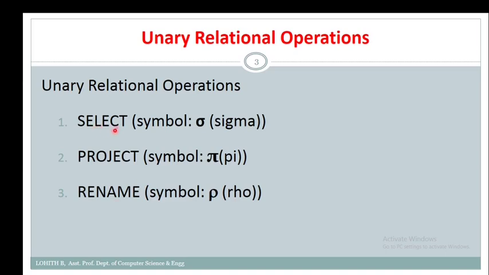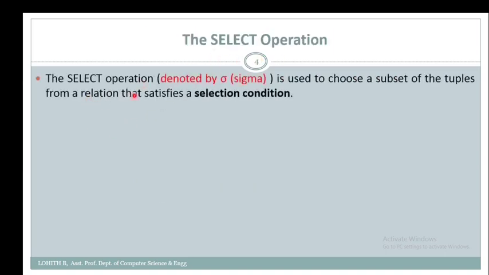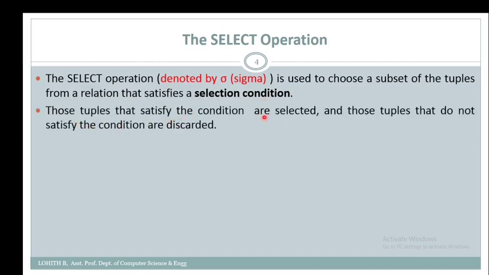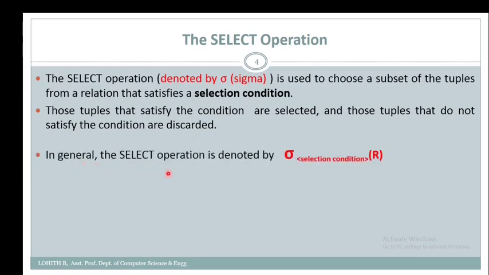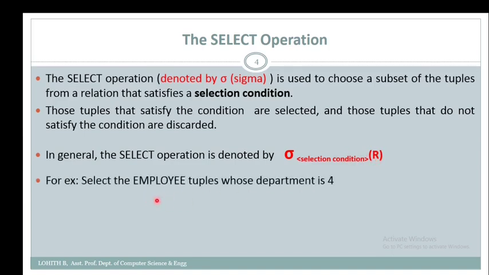Let us look into the select operation. The select operation, denoted by sigma, is used to choose a subset of tuples from a relation that satisfies a selection condition. Those tuples that satisfy the condition are selected, and those tuples that do not satisfy the condition are discarded. So that is based on the condition. So this is the syntax. The select operation is denoted by sigma, and then the selection condition, and within the brackets the relation R, the name of the relation.